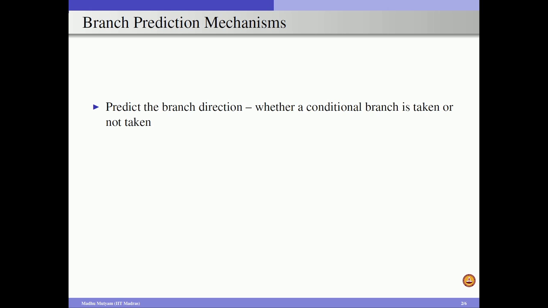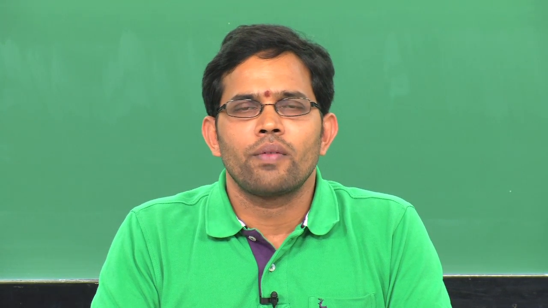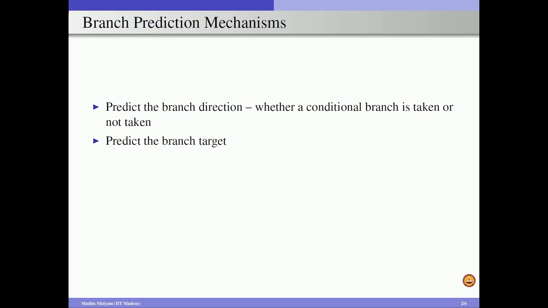So, the main role of a branch prediction mechanism is to predict the branch direction, whether the branch is going to take place or not. If the branch is not going to take place, then we can start fetching the instruction following this branch instruction, and if the branch is going to take place, then we have to fetch the instruction from the location specified by the target address. So, whenever the branch is going to take place, we have to get the target address. For that we consider the branch target buffer, which stores the target addresses for different branch instructions. That we are going to discuss in the next module.